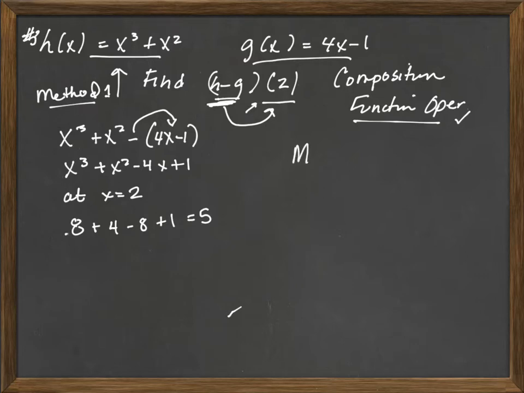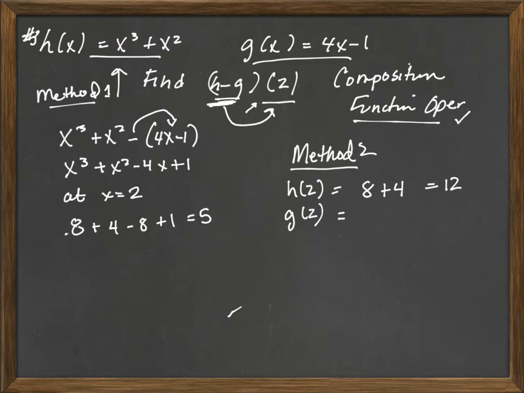Method 2 would be h of 2, which is 8 plus 4, and you get 12, and g of 2, which is 8 minus 1, or 7, and then subtract them because it wants h minus g, would be 5. So this method is kind of clean to set up. It works when you have a number. It doesn't work so well when you have a function that you're putting into the function.